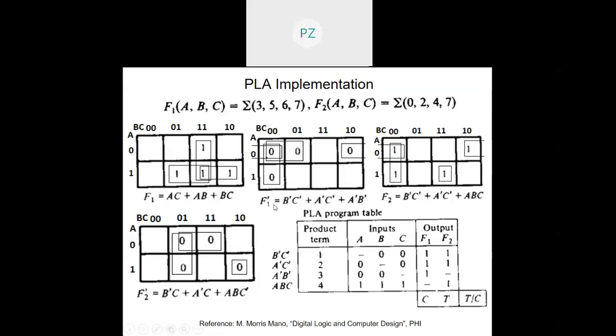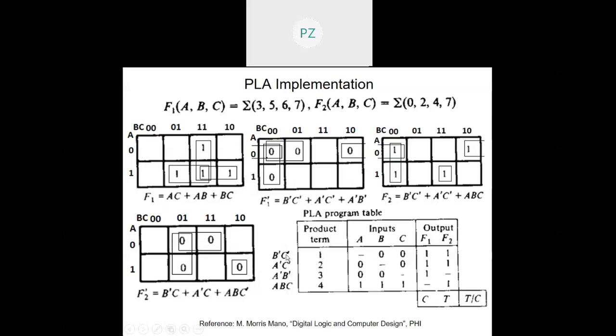Correspondingly, at the output of F1 dash, the fuse should be blown off so that I get F1 finally. So when I take these two, they are going to give me the minimum number of product terms. You can check for yourself. What are the terms? B dash C dash, so I place it here. A dash C dash, A dash B dash. Now you see B dash C dash and A dash C dash are common in both, so I just need to generate them once. And A, B, C. So now product terms 1, 2, 3, 4.